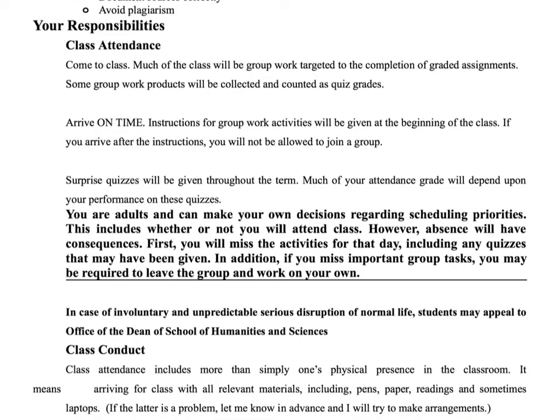Okay, your responsibilities. One of the big ones is class attendance. However, this is an experiment: I'm going to try to treat you like adults. So you decide if you're coming to class or not. However, if you come, come on time, because we're going to get started with group work as instructions are given. I do not want to have to re-instruct you, nor do I want the members of your group to have to take their time to explain to you what you're supposed to be doing. Attendance will not be taken in any serious fashion, but there will be pop quizzes.